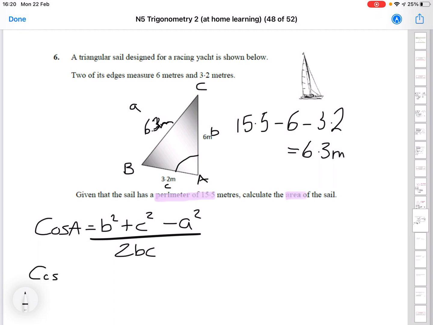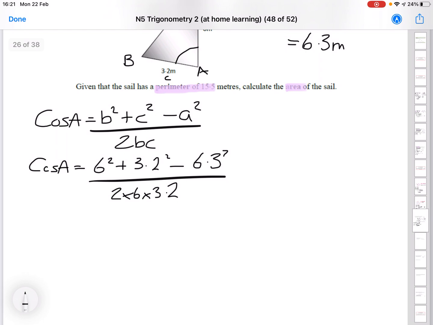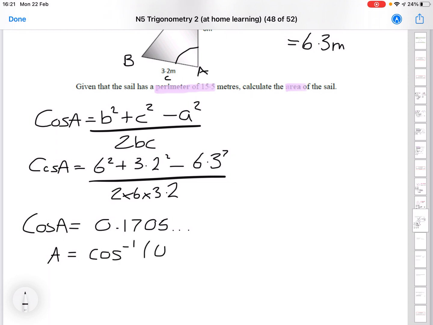So if we go ahead and start filling this in, side B is 6, so we've got 6 squared plus 3.2 squared minus 6.3 squared over 2 times 6 times 3.2. So when we put that into the calculator, we're going to get as our decimal answer here 0.1705 dot dot dot. So for A, we would do inverse cos of that value, 0.1705 dot dot dot. Remember to use shift cos and the answer key.